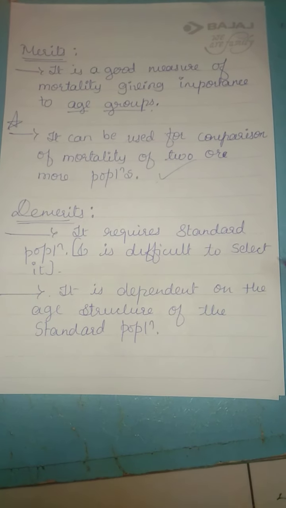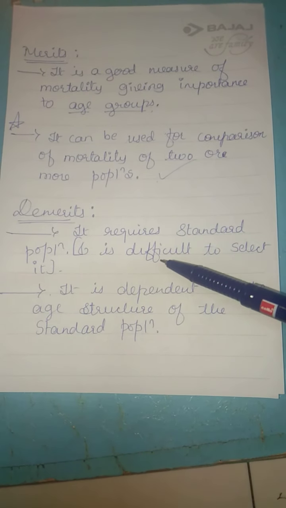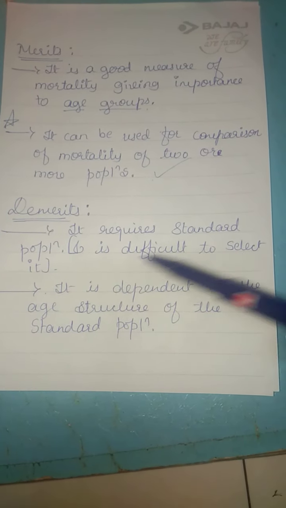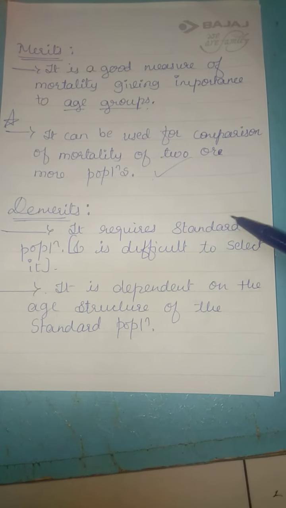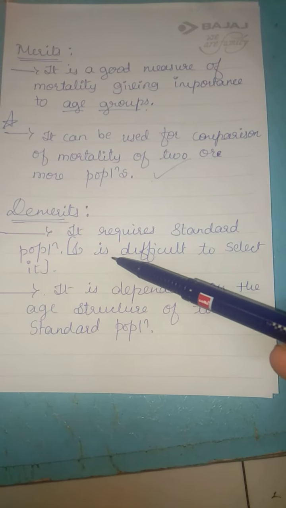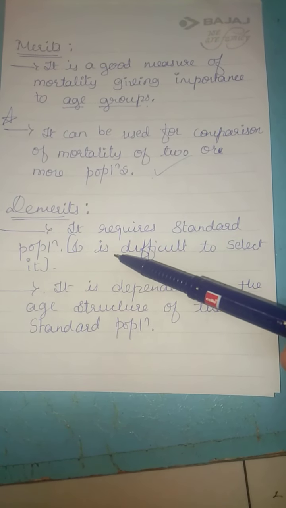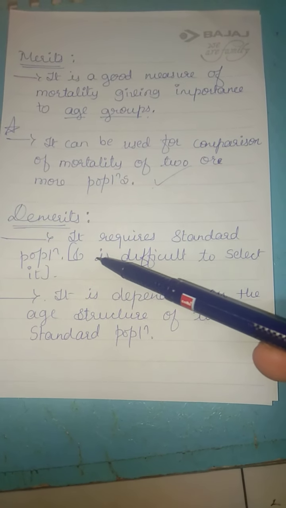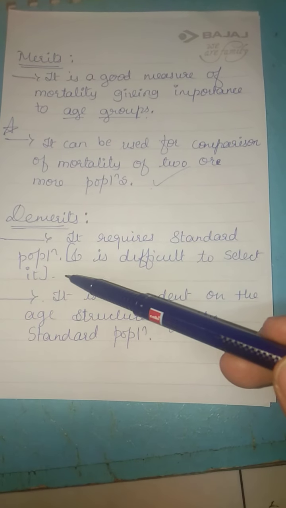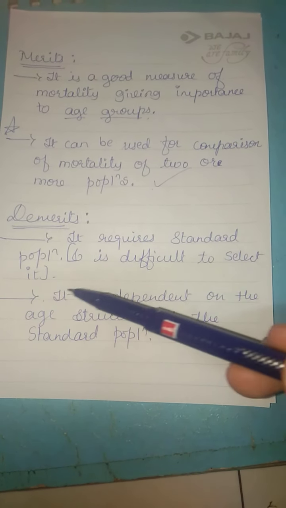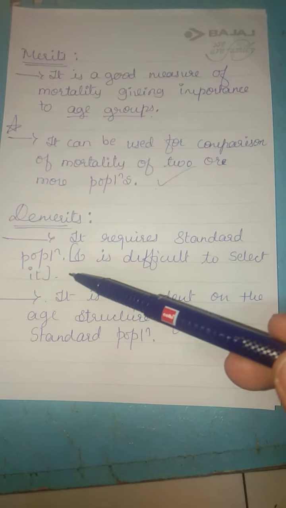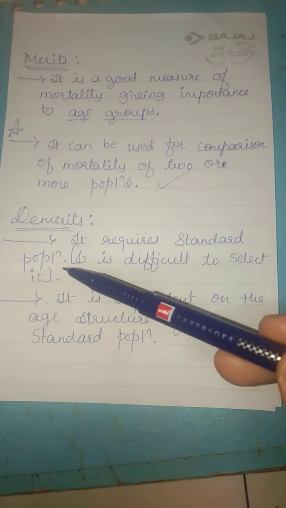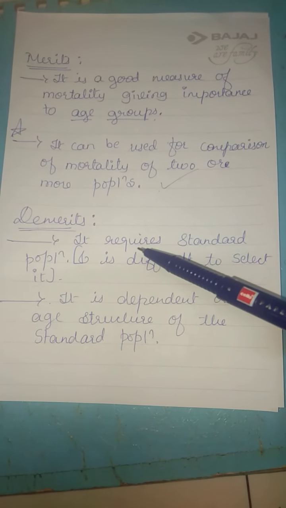Again we have demerits here. It requires standard population. Without standard population we cannot calculate STDR. Standard population will be given in the example itself. But it is a bit difficult to select it. It is difficult to select the standard population, but for your calculation they'll directly give you the standard population. You can calculate very easily.